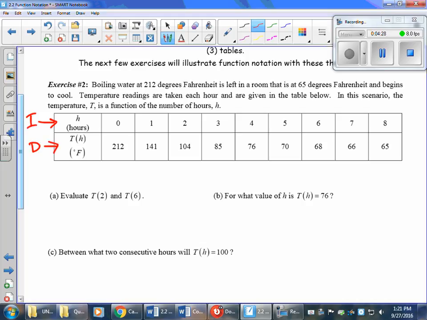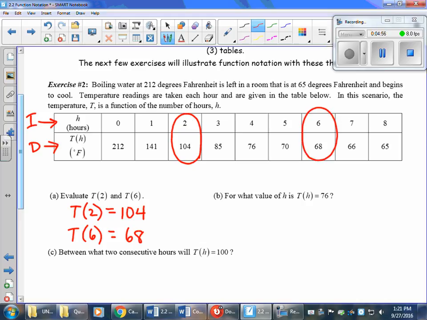So it says evaluate T of 2 and T of 6. Well, this isn't so bad, because if we look simply at our table to where x is 2, or h is 2 in this case, you look and you can see this right here. So T of 2 is equal to 104. T of 6, similarly, is going to be 68 if you look over here.